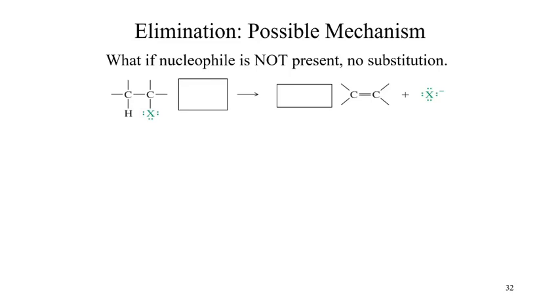Okay, so elimination, similar idea. We want to do the same thing. Okay, in this case, we're still breaking a bond. Okay, that carbon X bond is getting broken. And I don't remember what color I used, so we'll just say red. Okay, so that bond is broken.